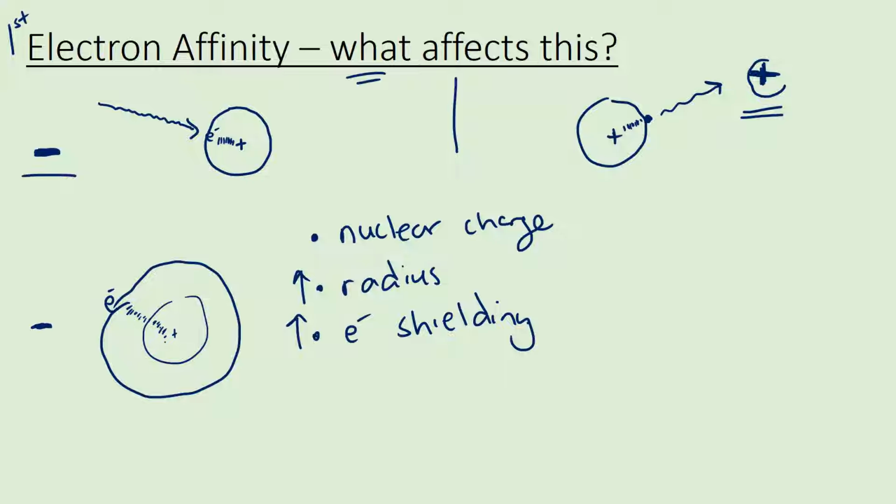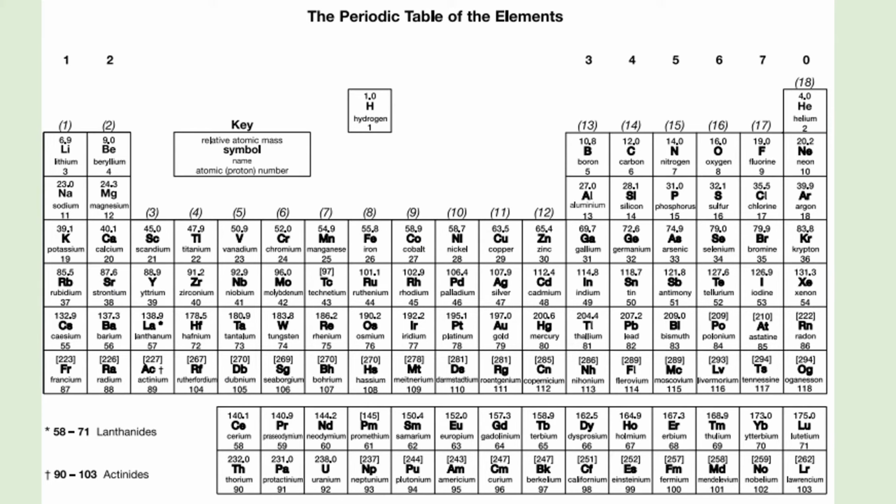So for example, this could be minus 200. This could be minus 120. So less energy would be released in this case. Let's have a look at the periodic table then. So electron affinity, we're going to focus our attention on group 6 and group 7.